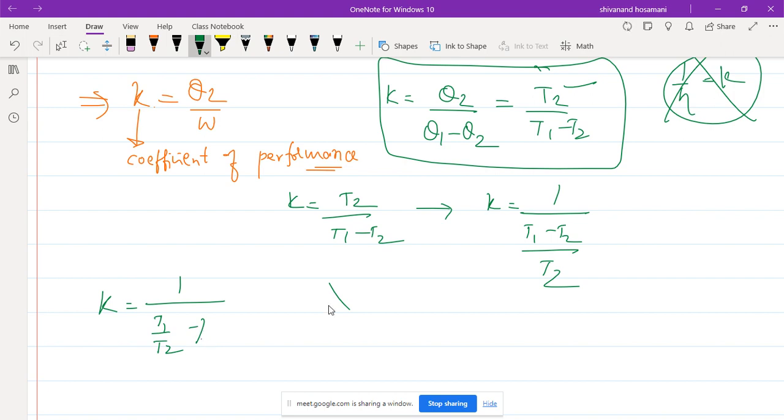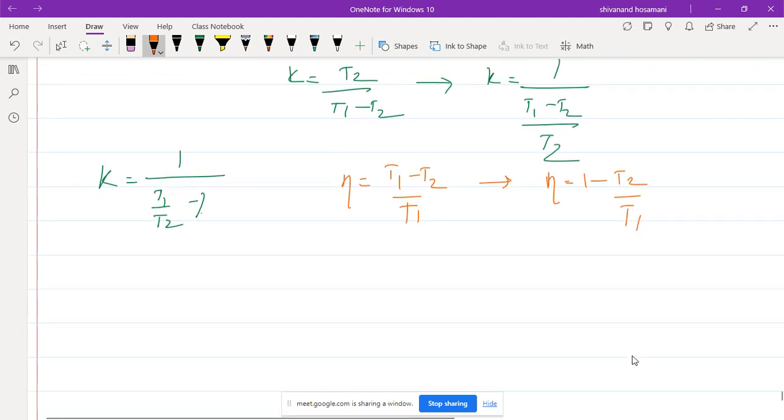We already know that efficiency is equal to T1 minus T2 divided by T1. From here, we can write eta is equal to 1 minus T2 divided by T1. So I can rewrite this as T2 divided by T1 is equal to 1 minus eta.